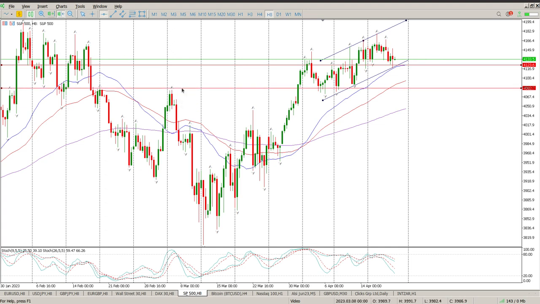If there is a breakdown, we'd be looking to come and test the next level, which would be at 40.82, and 4100 would more than likely offer some form of support.